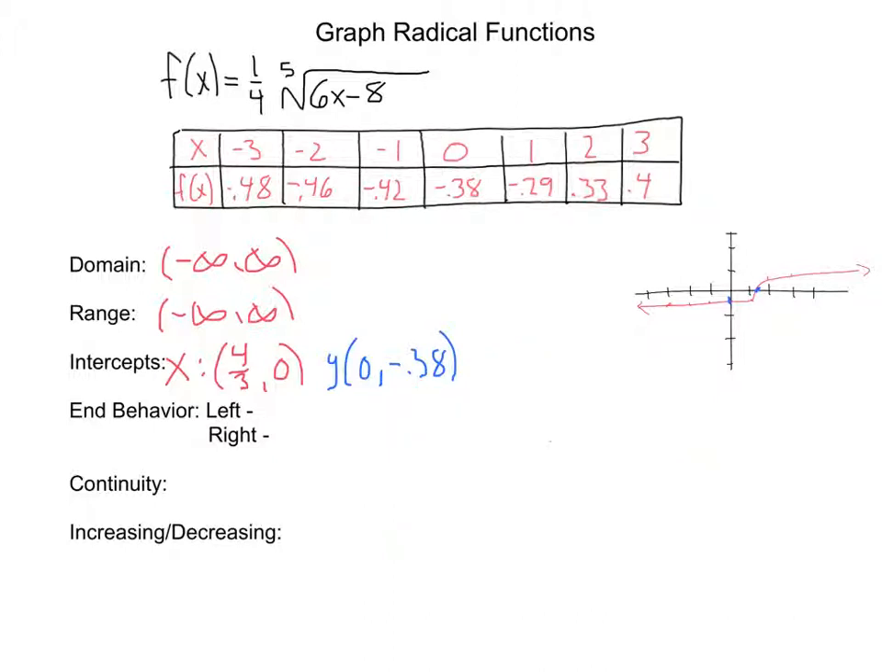Looking at my end behavior, as I move to the left, it does look close to 0, but it is slowly moving down and down and down. So my end behavior on the left is going to -infinity. Very similar to the right, it's slowly going up and up and up, going to +infinity. We can see our function is continuous all the way through, so it's continuous from -infinity to +infinity. And moving from left to right, it is very slowly increasing the whole way. So we are increasing from -infinity to +infinity, and we are not decreasing anywhere on the graph.